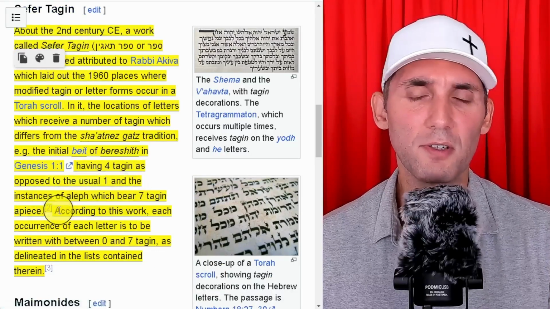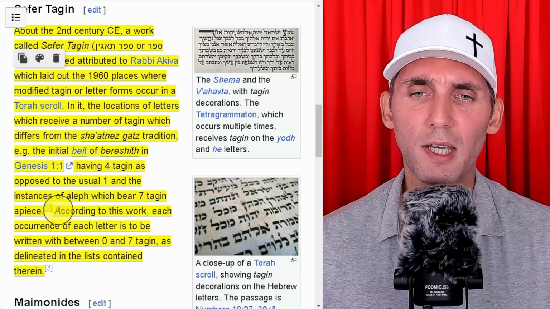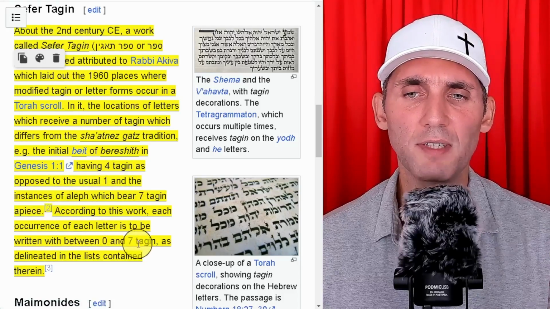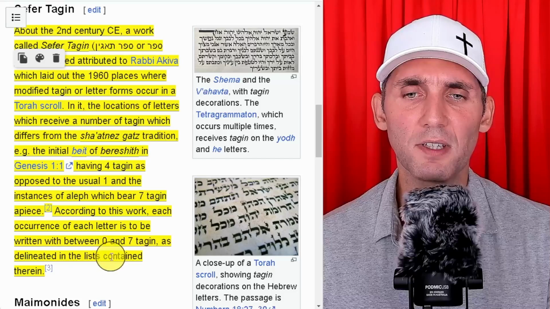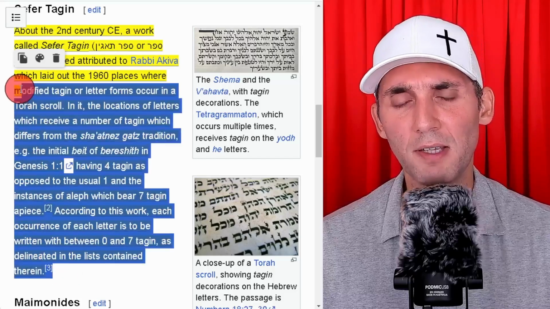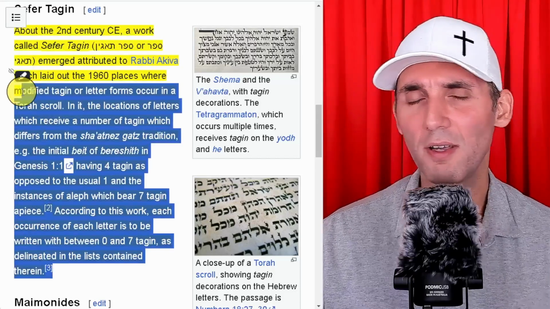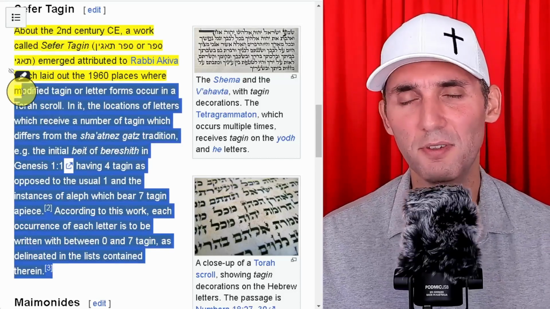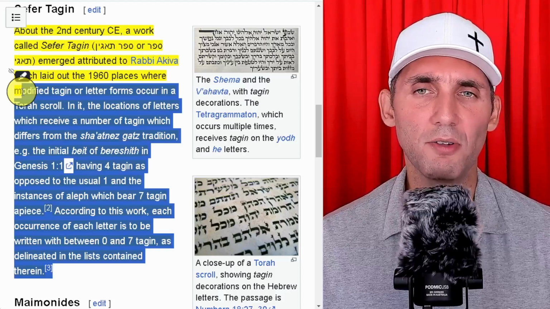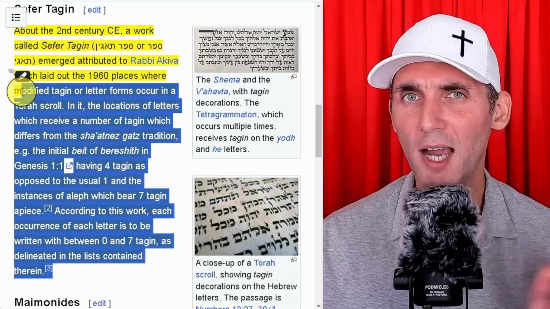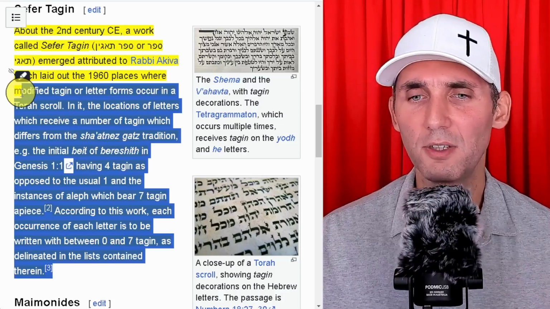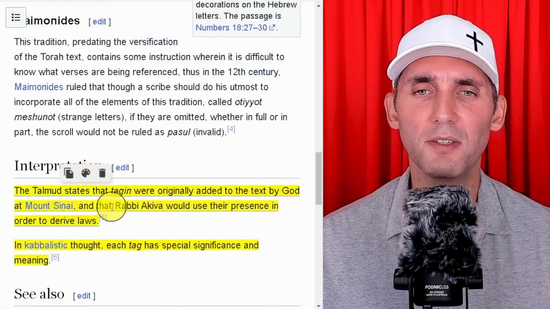So, rules of men, traditions of men. According to this work, each occurrence of each letter is to be written with between 0 and 7 tagin, as delineated in the lists contained therein. So Rabbi Akiva, who was very influential in a lot of different things, we see yet another evidence, as you'll soon see even more, that he was involved with the mystical and the occult, with this whole tagin. He wrote an entire treatise on how to appropriate these tags so that you could discern secret knowledge.